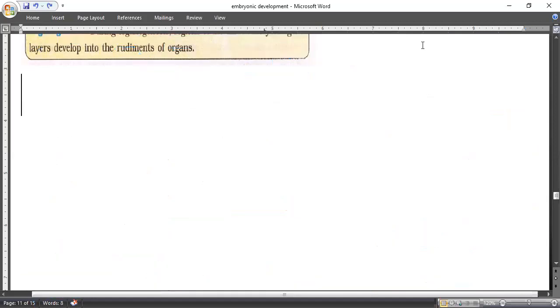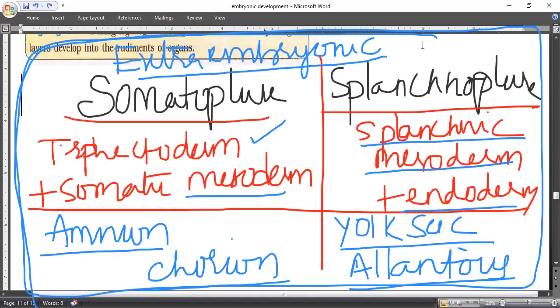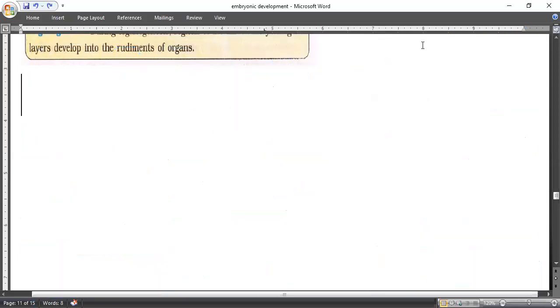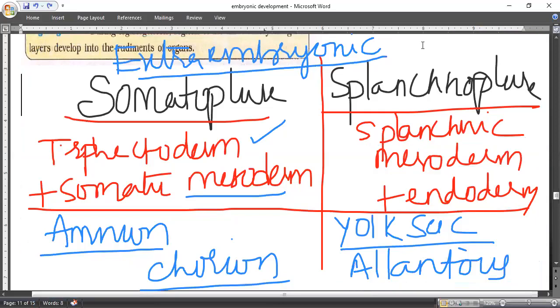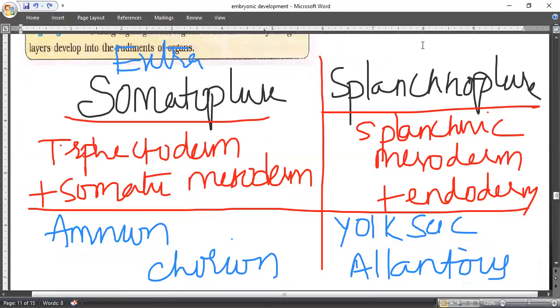If you want to take a screenshot, I'll allow you once again. This is the area to be remembered: there are four extra-embryonic membranes, amnion, chorion, yolk sac and allantois. Amnion and chorion developed from somatopleure. Yolk sac and allantois developed from splanchnopleure. That is what we are trying to show in the diagram, somatopleure and splanchnopleure.